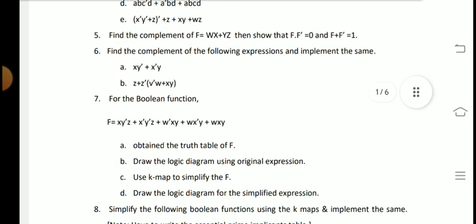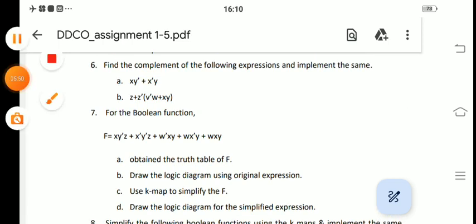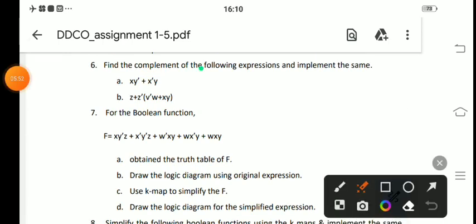Next, the sixth question is: find the complement of the following expression and implement the same. They have given an expression; you have to find the complement using De Morgan's theorem and implement the same. Implementation means you have to put the basic gates to show it in a logic circuit form.